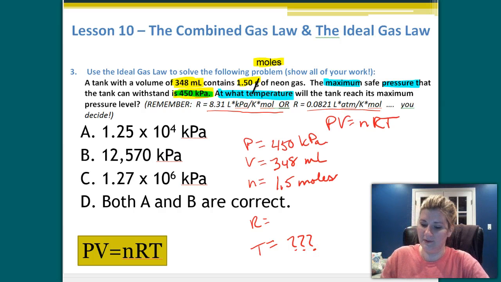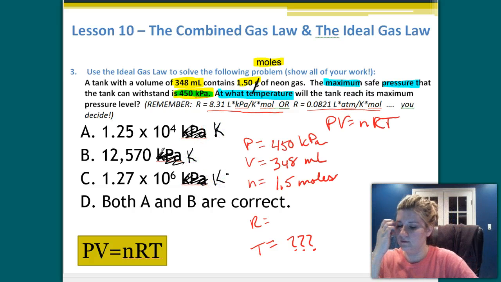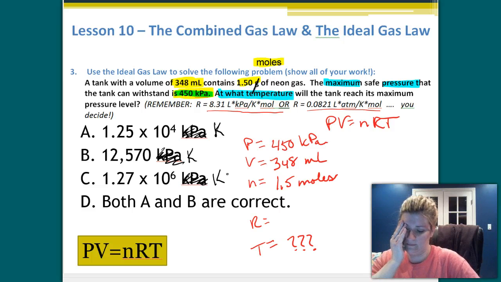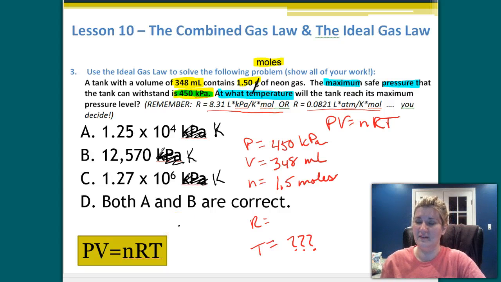Actually none of these units are correct in your options. Pretend that they all say Kelvin. This is strange. I don't think this is right. No, I think I did something wrong when I listed these options. I don't think any of these are correct, but let's go ahead and see. That's kind of a large Kelvin value if it is.